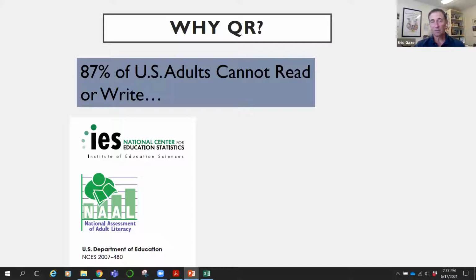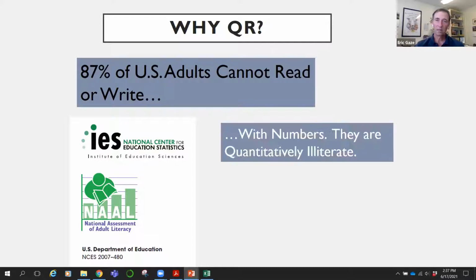So consider this statistic: 87% of US adults cannot read or write with numbers. They're quantitatively illiterate, but the fact that we finish that sentence with numbers should not in any way diminish the impact of it. To be quantitatively illiterate in today's data-driven society is absolutely as debilitating as being illiterate was 50 or 100 years ago. And where does all that data live when we talk about a data-driven society? The data lives in a spreadsheet.